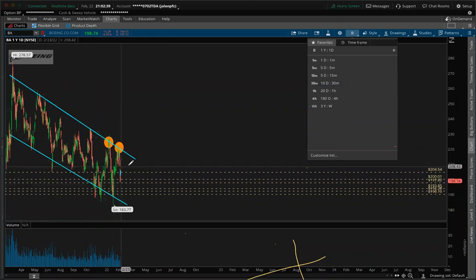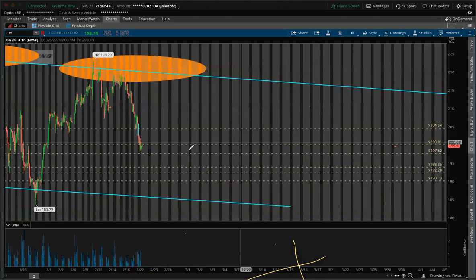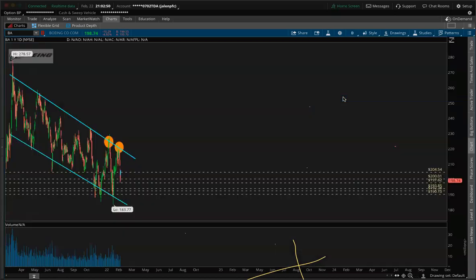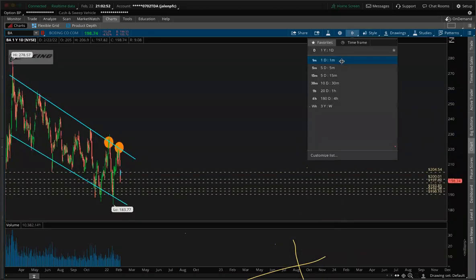I want to take puts, but also I have my levels in case we bounce. I have my levels in case we decide to make these short-term pops. But overall, we know it's still going down. I don't know if that makes sense, but it makes a whole bunch of sense.